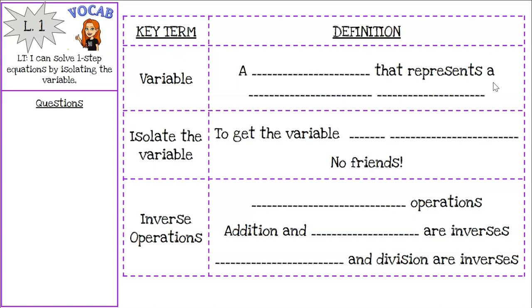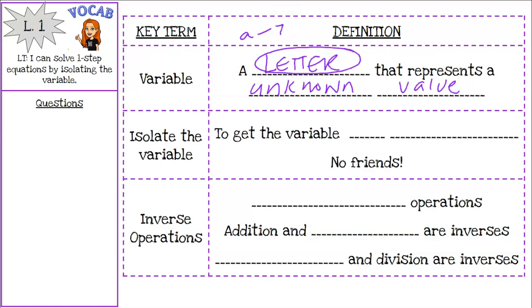To start, let's talk vocab. So we have key term is variable, and our definition is a letter that represents an unknown value. So the letter can be any letter in the alphabet, A to Z, any letter. And it's just an unknown value. So we need to figure out what the value is.